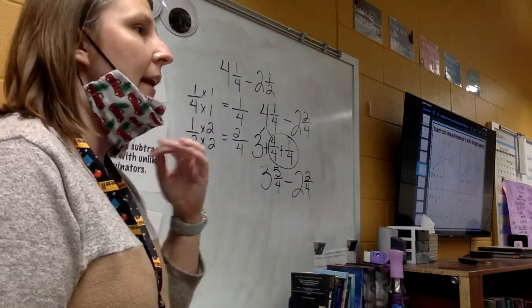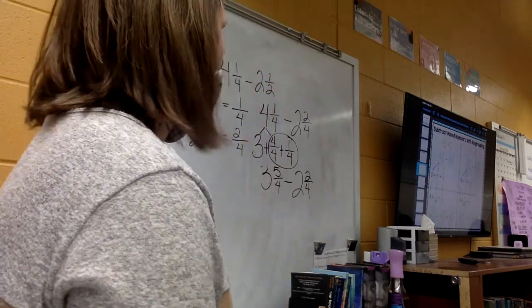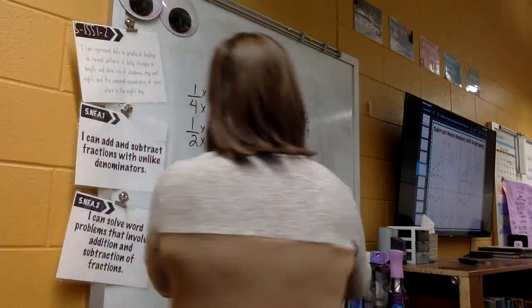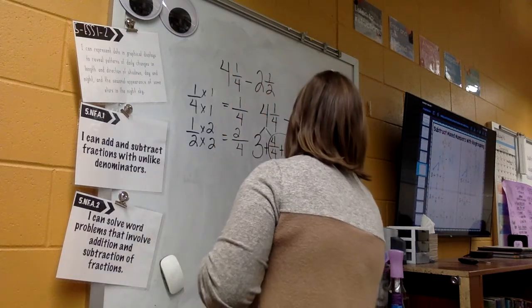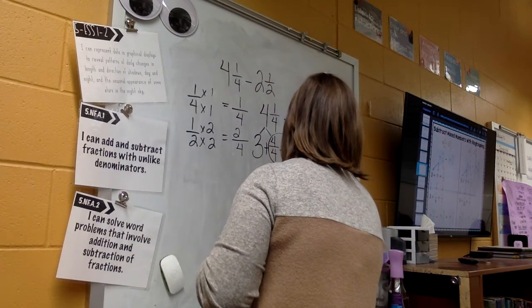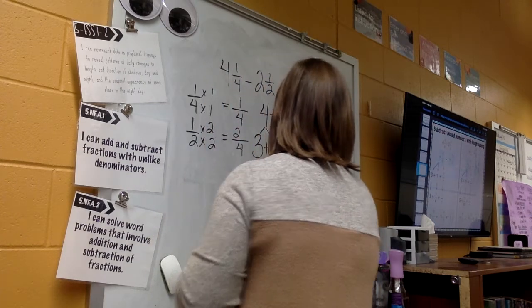Now can I subtract 5 minus 2? Yes, I can do that now. I have to break it down first. So now if I do 5 minus 2, what do I get? 3. So I have 3 fourths. What's my whole number? 3 minus 2? 1. There's my answer.